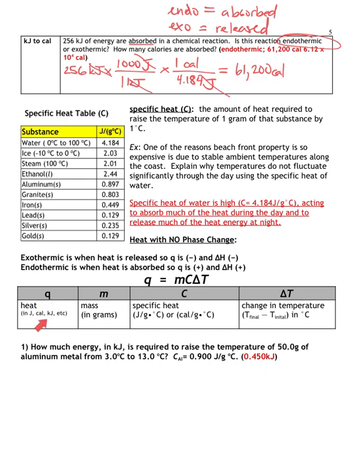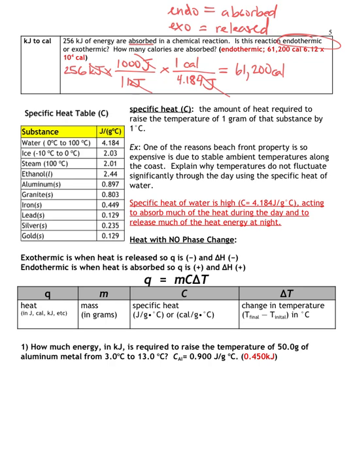These are what each of these variables represent. Q represents heat, m represents mass, C represents exactly what we saw up here, which is specific heat capacity, and these are the possible units for specific heat capacity. And delta T is the change in temperature between the final and the initial, and it's in degrees Celsius. Oftentimes your constant tells us what the temperature units are, so this must be in degrees Celsius. That's how I know.